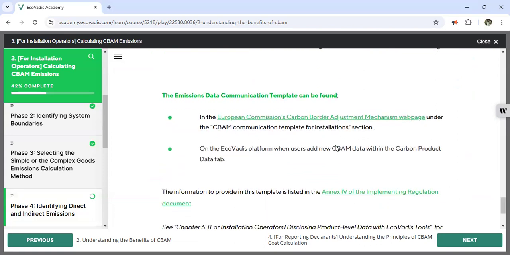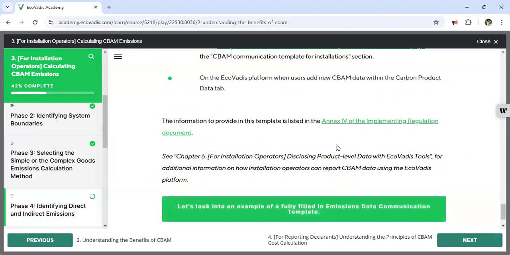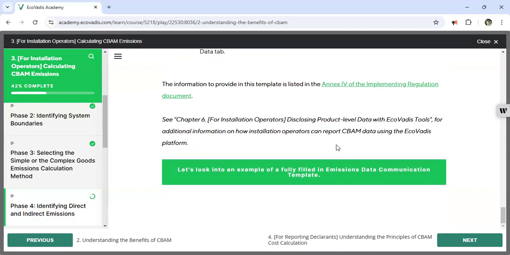The emissions data communication template can be found in the European Commission's Carbon Border Adjustment Mechanism webpage, under the CBAM Communication Template for Installations section. On the EcoVadis platform, when users add new CBAM data within the Carbon Product Data tab, the information to provide in this template is listed in the Annex 4 of the Implementing Regulation document. See Chapter 6. For installation operators, disclosing product-level data with EcoVadis tools.